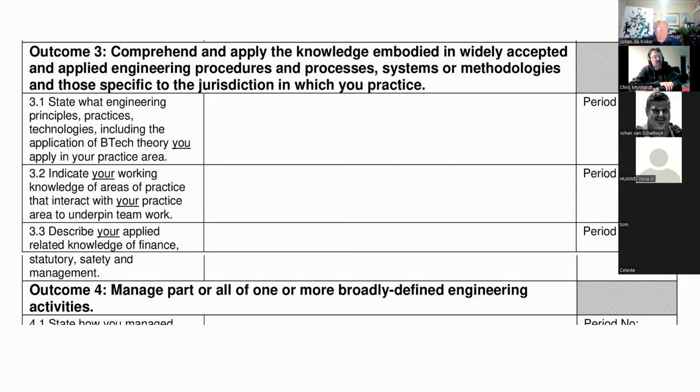Now, the 3.3 is your applied related knowledge of finance, statutory, safety, and management. So this is where you do your management, your safety, and finances. How do you control it? You can do it either through your contract document and with your schedule, or your schedule of quantities, your payment certificates, and the various laws that are applicable there.